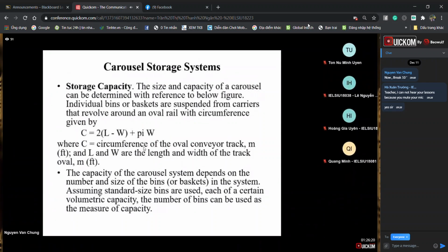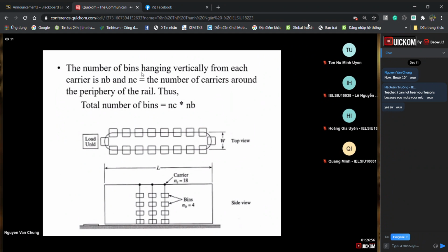Now, the capacity of the carousel system depends on the number and size of the bins or packages you use in the system. Assuming standard size bins are used, each has a certain volume capacity. The number of bins can be used as a measure of capacity. You see the number, very easy.